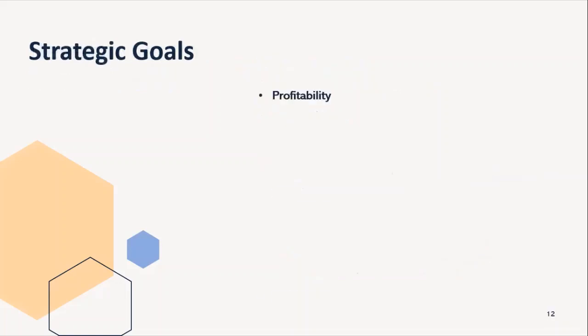Then what are the basic elements that you should consider when you define your strategic goals? What are the main elements of this? What are the main areas? First one is profitability. What is profitability? How can you get profit from your projects, and how much profit can you get from your projects? Consider the profitability of your projects.